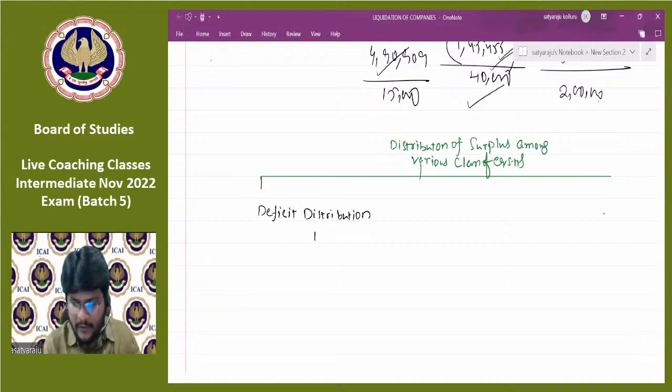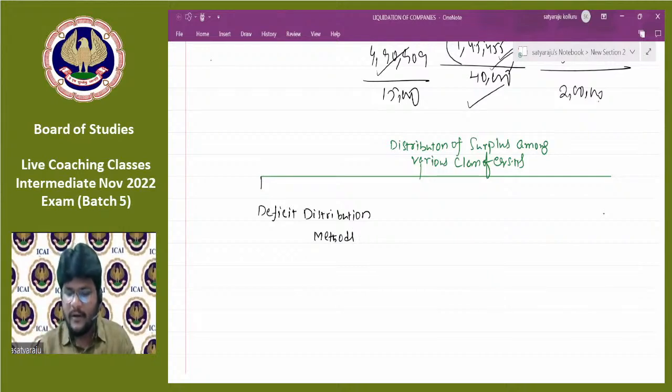As I told you already, such types of methods do not exist in the material, just for understanding purposes. The deficit distribution names are not given, but I put certain names. That's it. Deficit distribution method and notional call method, any method you can use.